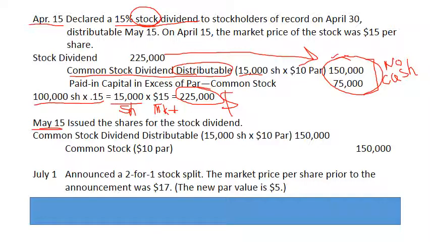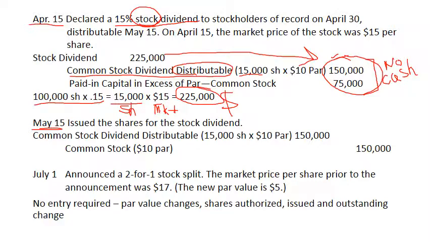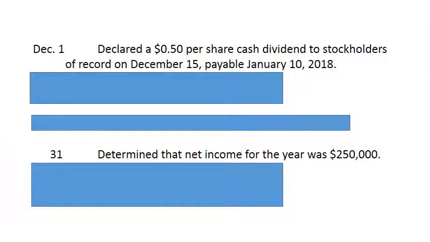And then on July 1st, they do announce a stock split. So a stock split, all it does is double the number of shares they have, and it halves the par value. So there's no entry. We just have to make a note. So the par value used to be 10, now it's 5. The number of shares authorized, issued, and outstanding are doubled. So before we had 115,000 shares, now we have 230,000 shares. So you have to keep track of that.